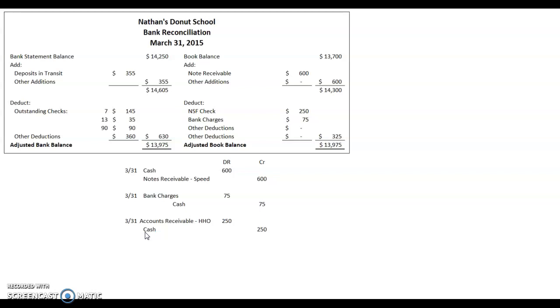And the third one, we have the $250 non-sufficient funds check. Now what you want to do with these NSF checks is you want to open up a receivable so that you can bill whoever had the NSF check for that check. So we'll open up an accounts receivable for HHO. We'll debit, because we're increasing our accounts receivable, with a debit for $250, and we'll credit the cash because that cash was pulled out of our cash account. And you will make these journal entries at the end of the month so that your ledger balance matches the adjusted book balance.